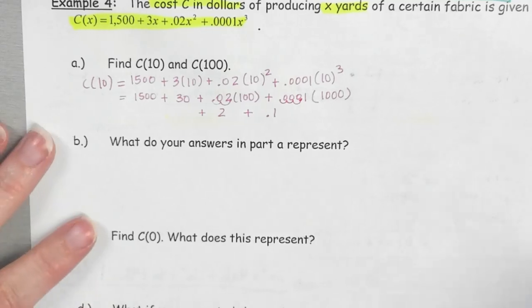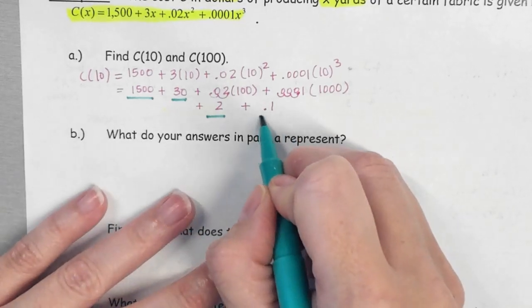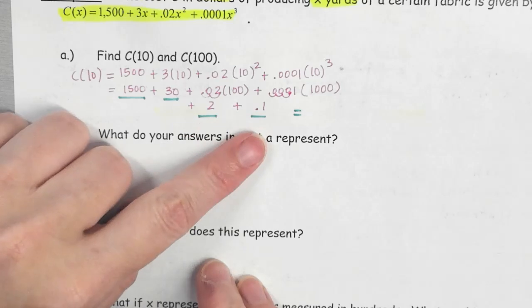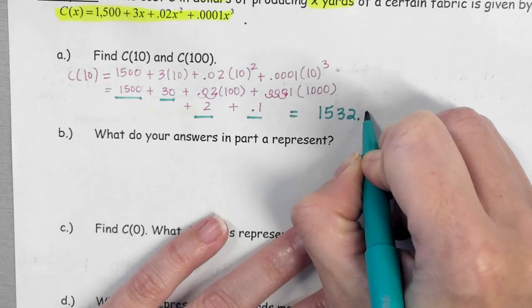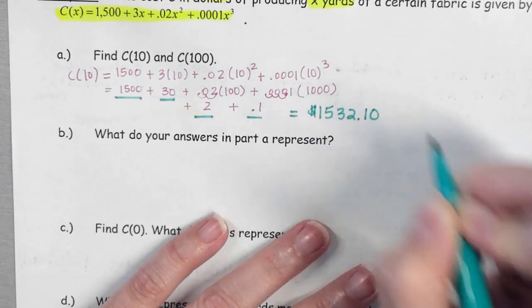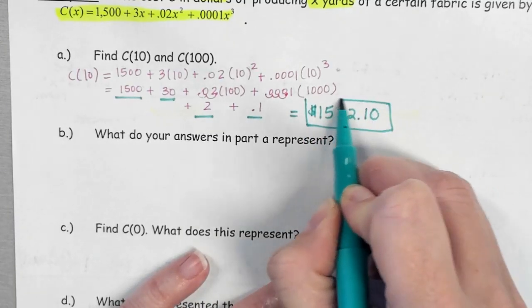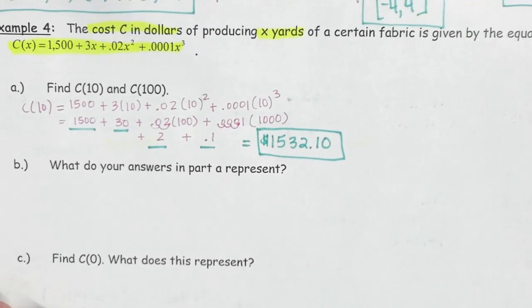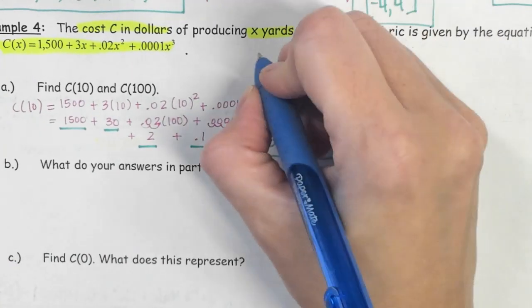Okay, so we're just going to add 1500, 30, 2, and 0.1. So 1532.1. What would that be in money? Yep. So $1,532.10. Okay, and then let's try this with C of 100 over here.